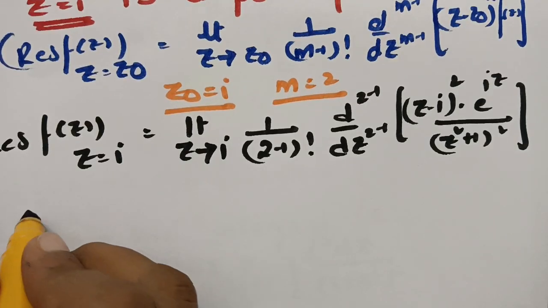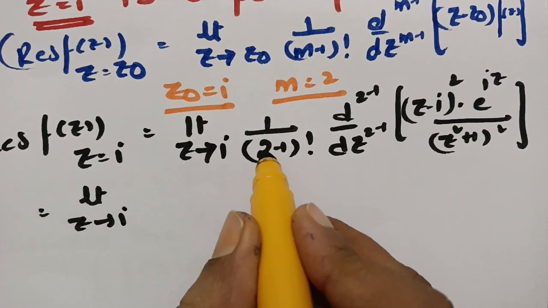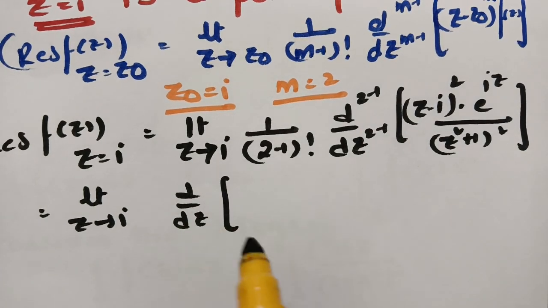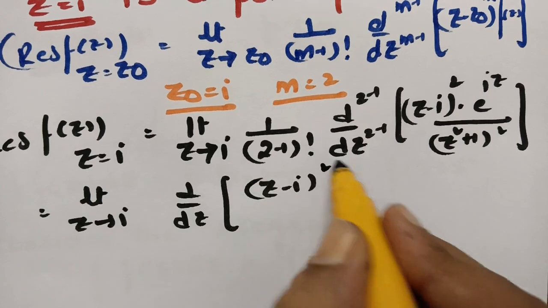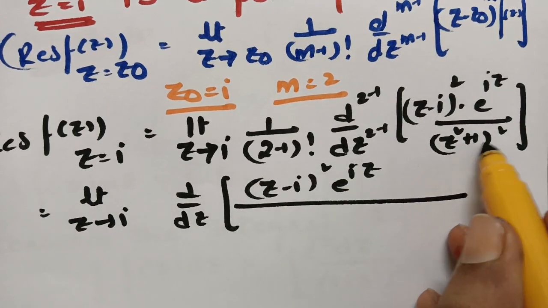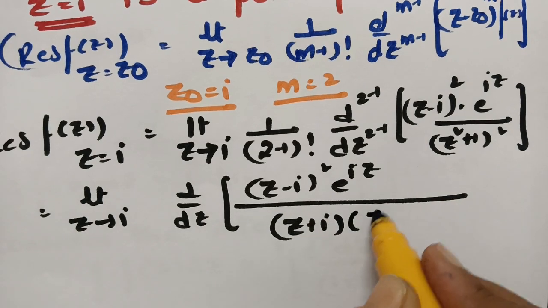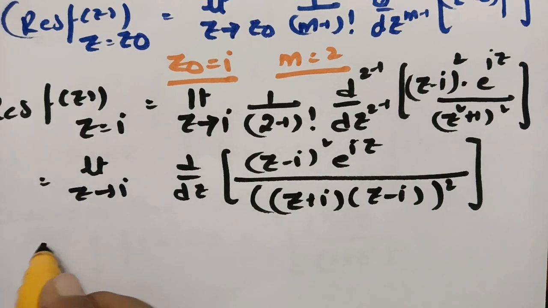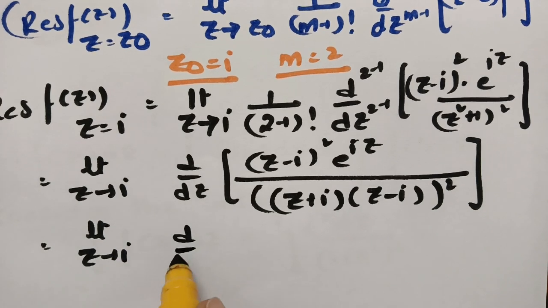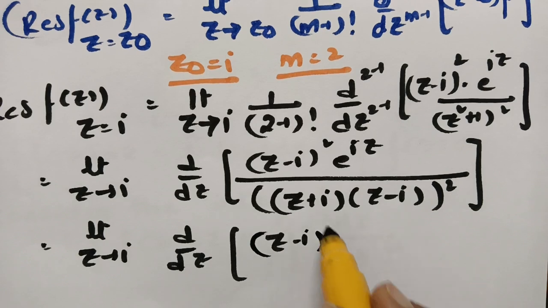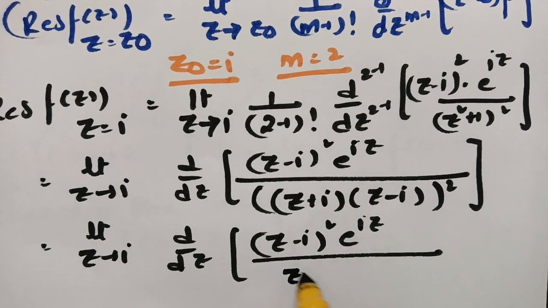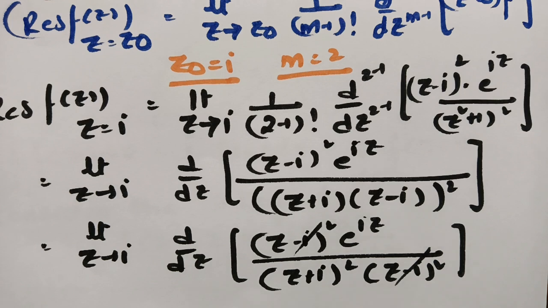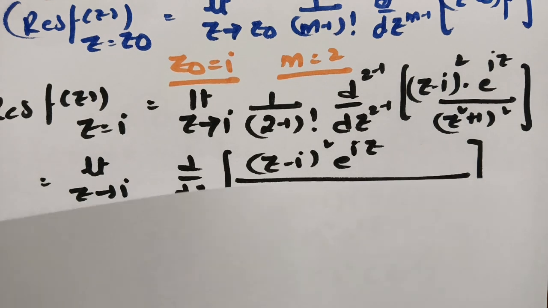Clear? And this is the limit as z tends to i. 2 minus 1 is 1, so I straight away write d by dz, so I have to make a derivative for this. This is (z minus i) whole square into e to the power iz by, and z square plus 1 can be written as (z plus i) and (z minus i), whole square. Therefore, this is the limit as z tends to i of d by dz of (z minus i) whole square into e to the power iz by (z plus i) whole square into (z minus i) whole square. Now if I cancel these two, what remains here?